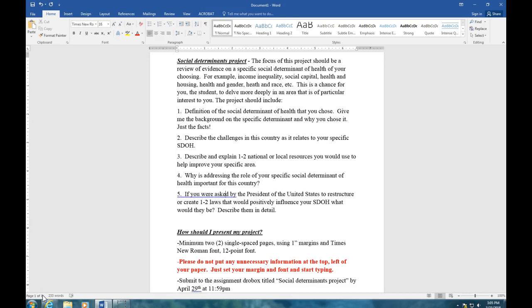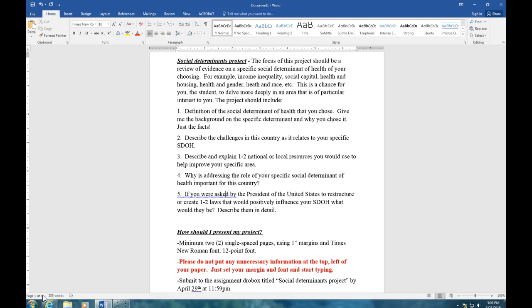So you're going to be able to choose which determinant you want to use for this project. We've talked about income equality, social capital and social isolation, health and housing, health and gender, food deserts and food insecurities. Whichever topic you find most interesting, or that has some sort of personal connection, is the one that I want you to choose for this project.